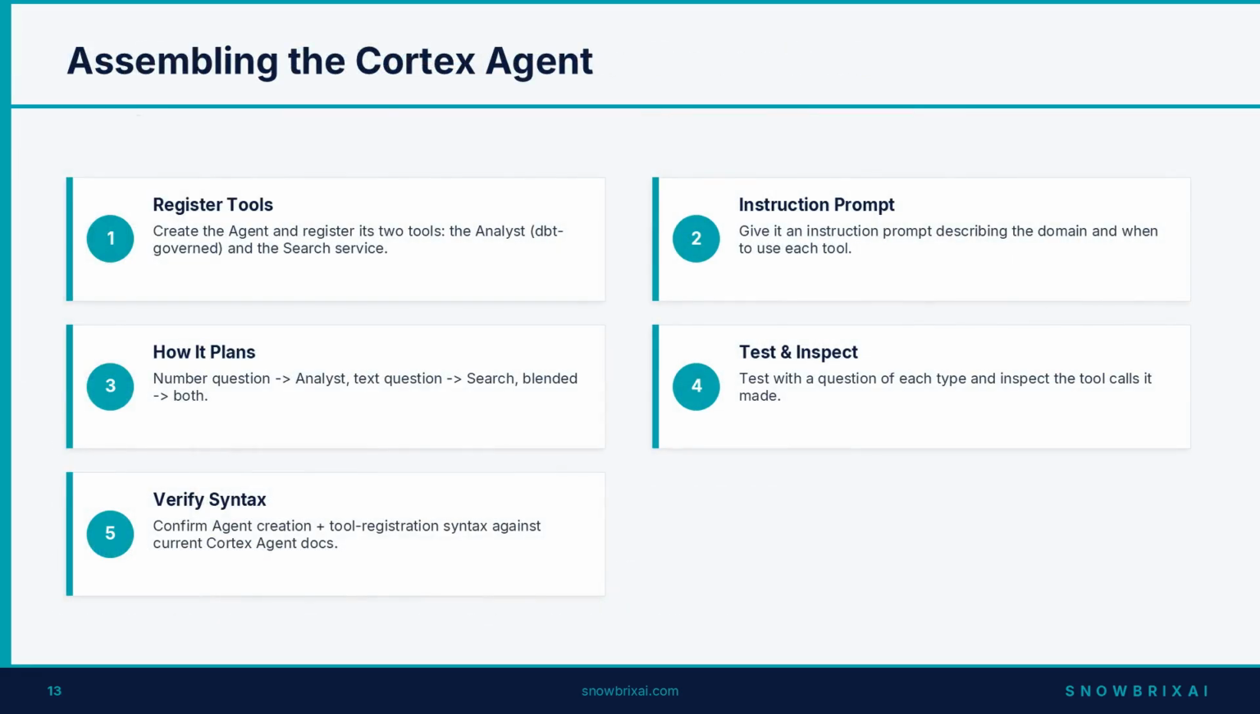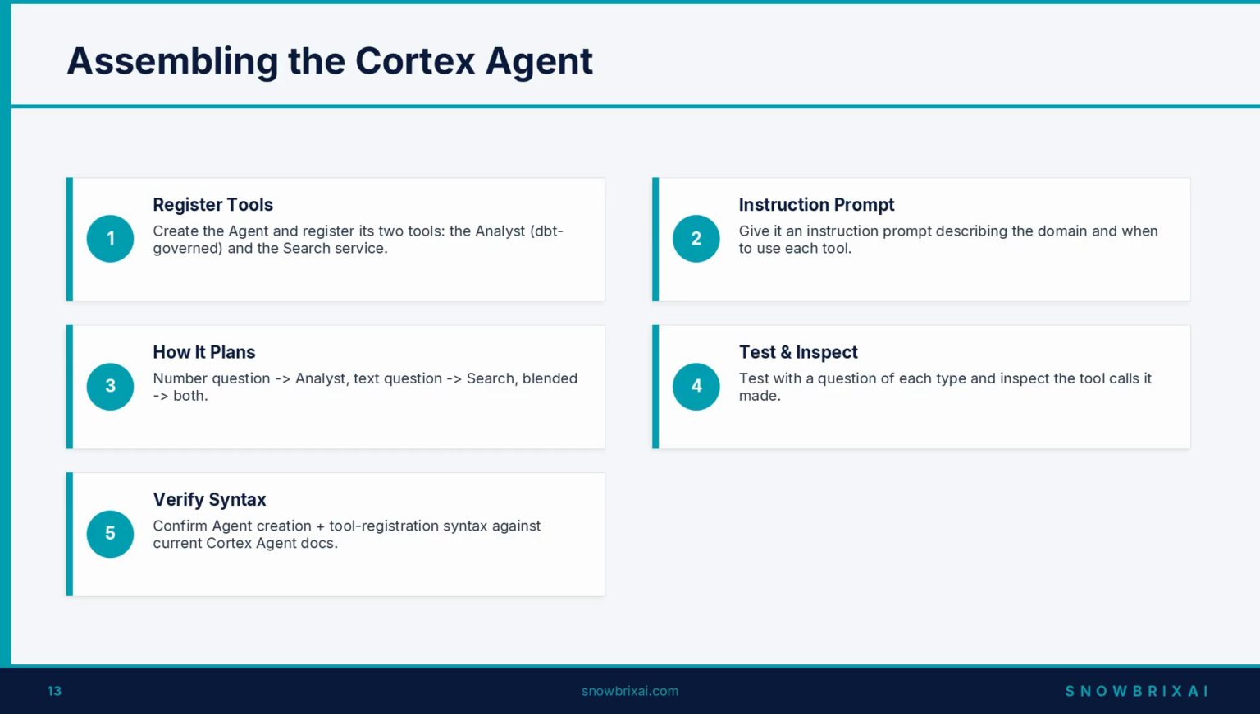Now assemble the agent. Step 1. Create it and register its two tools, the analyst, dbt governed, and the search service. Step 2. Give it an instruction prompt, describe the domain and when to reach for each tool. Step 3. Watch how it plans. A number question routes to analyst, a text question to search, a blended one to both. Step 4. Test one of each and inspect the tool calls it actually made, and confirm the agent creation and tool registration syntax against the current docs.